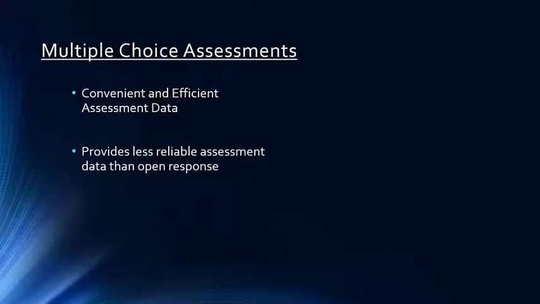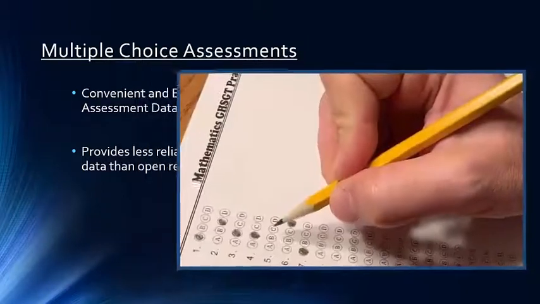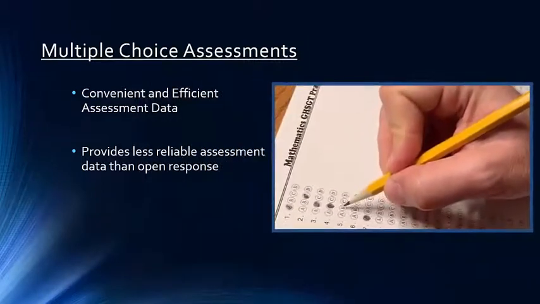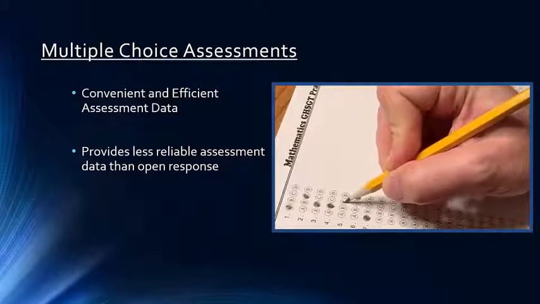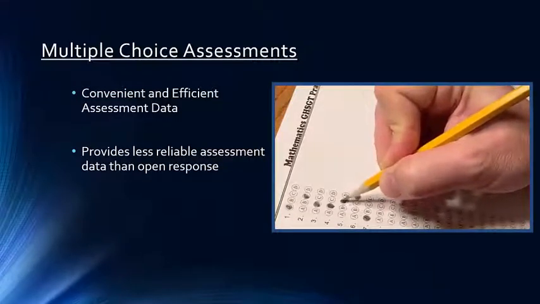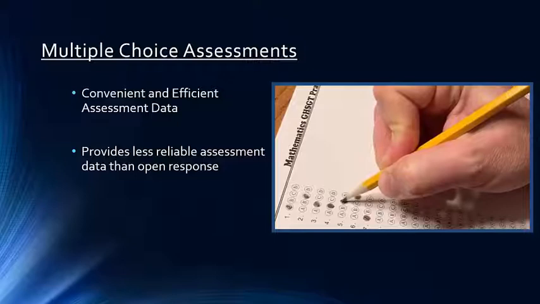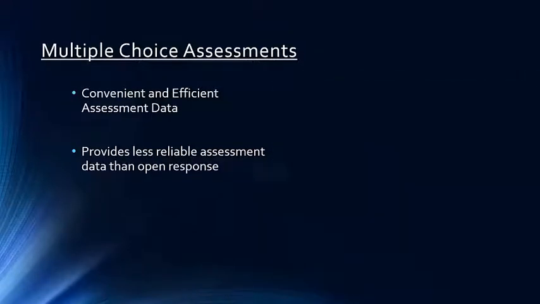However, they provide less reliable assessment data than open response. Simply put, students can guess without knowing anything about the concepts being assessed. This type of guessing is not possible with open response items. The expected value of a randomly answered 4-choice multiple choice assessment is automatically 25%. However improbable, if the multiple choice assessment is poorly constructed, it is possible to have a student score even a passing score without having much knowledge of the actual content being assessed.